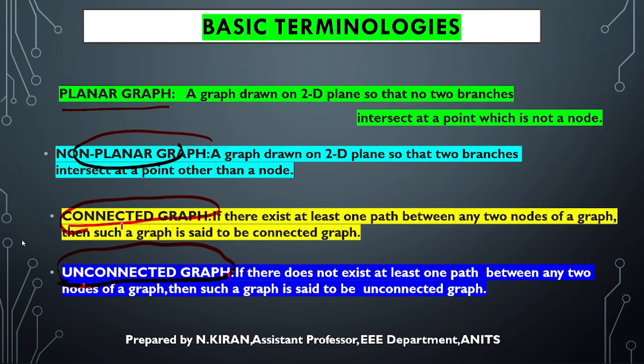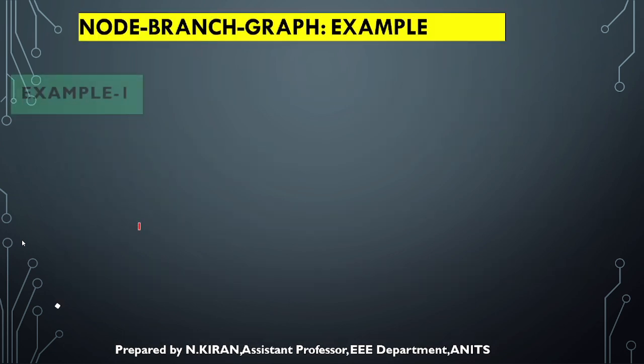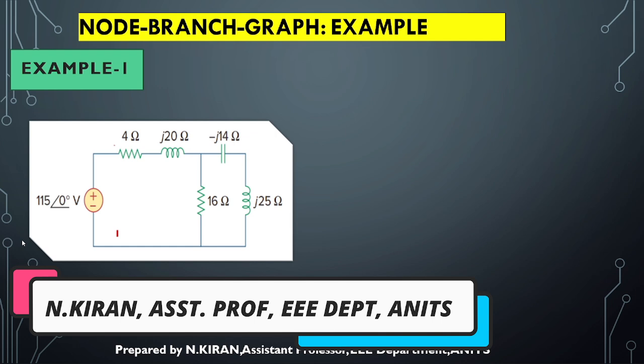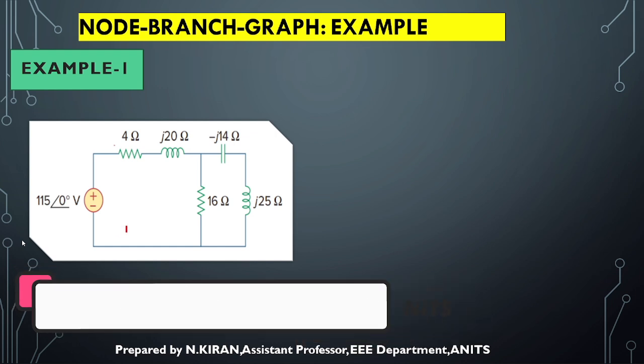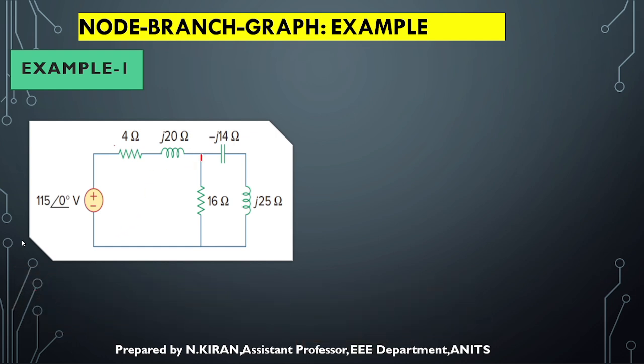Yeah. So now whatever basic terminologies we have seen, let us understand by means of an example. Suppose this is the circuit we have. How many nodes do we have here? I have defined a node as a common point in which three or more branches meet, isn't it? So this can be considered as one node because here three branches are there.